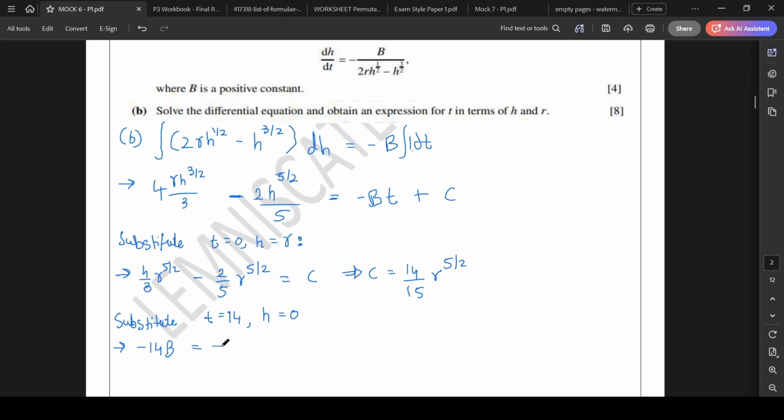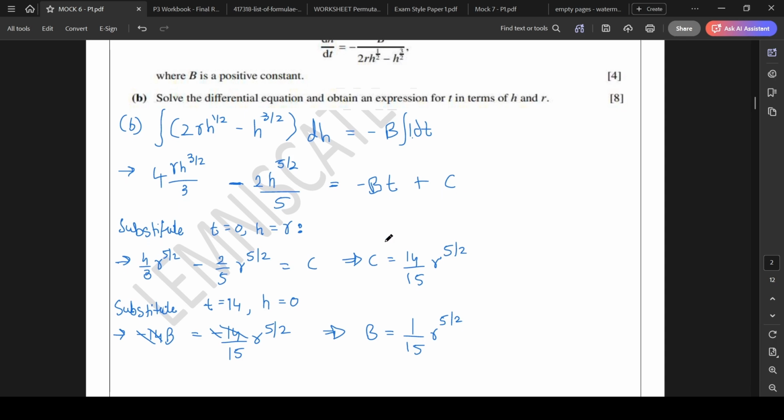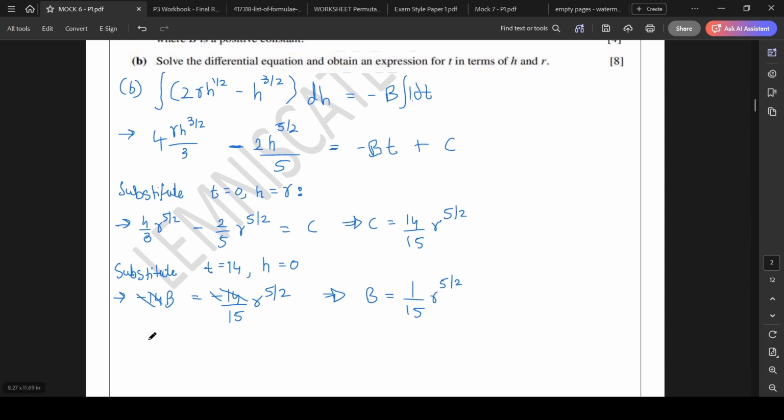So if c goes on the other side, it will become minus 14 over 15 r to the power of 5 over 2. This 14 goes away, minus minus goes away. From here we got b is equal to 1 by 15 r to the power of 5 by 2. Now the next step is to simply substitute b and c in terms of r over here and make t the subject of formula. So it's going to be like this.